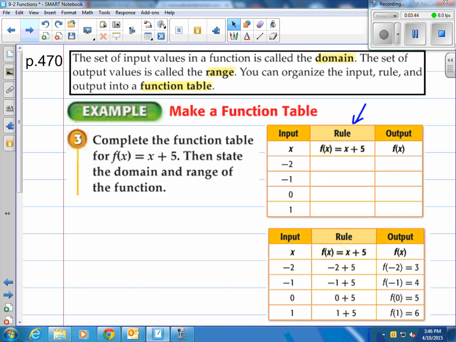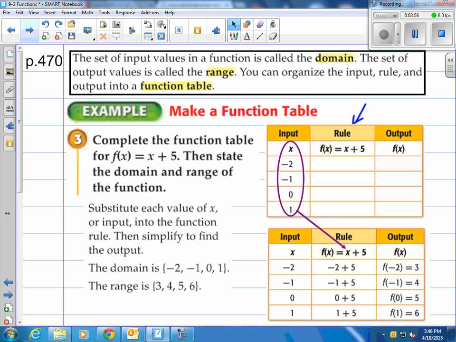You're going to put inputs in: negative 2, negative 1, 0, 1. You do the math problem once you put it into the function, and you get the value out. In this case, it's going to be 3, 4, 5, 6. So again, substitute each value of x, or your input, into the function rule. Then simplify to find the output. Do the math problem. And then, of course, the domain is the x values, and the range is the y values.